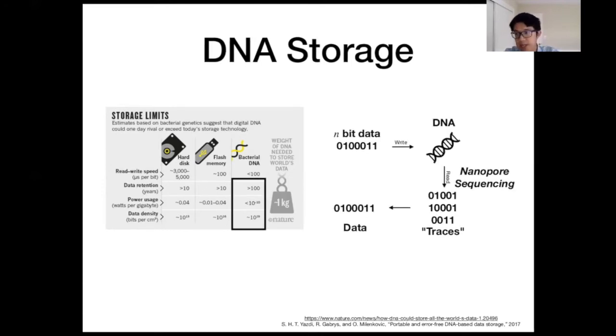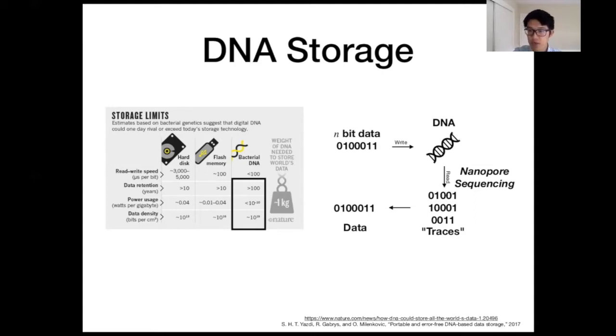So here's a very simplified picture of DNA storage. You have some data and you write it to some DNA. We'll ignore the fact that DNA has alphabet size 4, and we'll just assume everything's binary. That's not the primary difficulty of the problem. And then we can write our DNA, and we can also read our DNA.